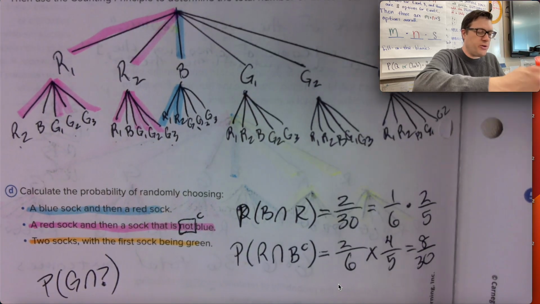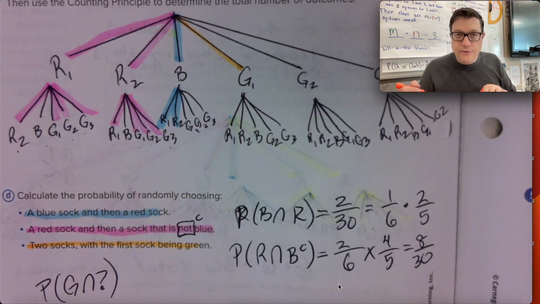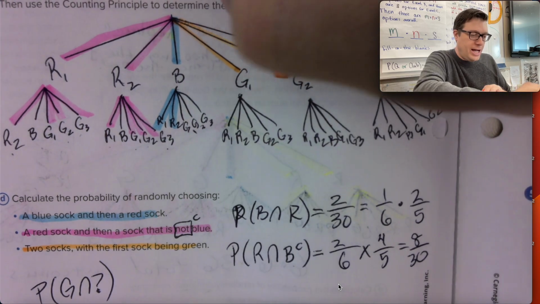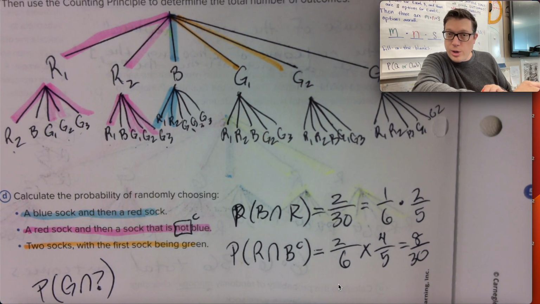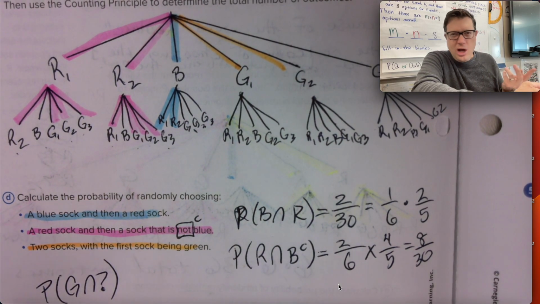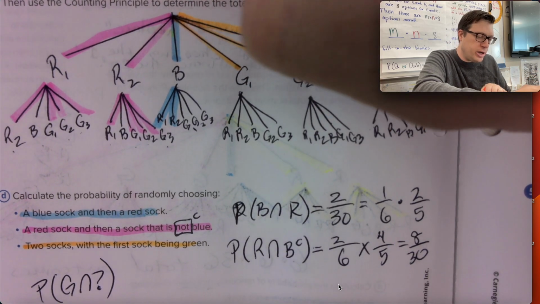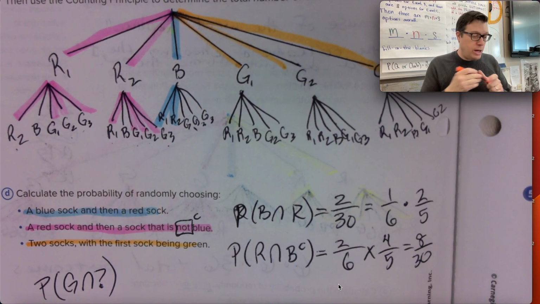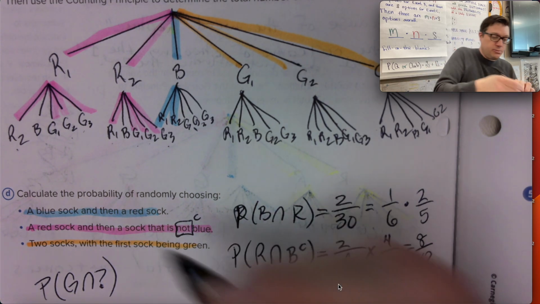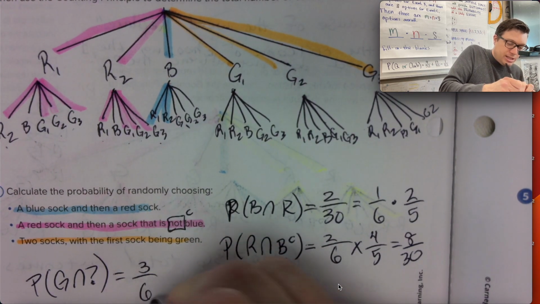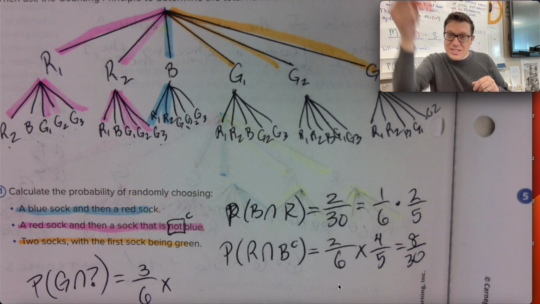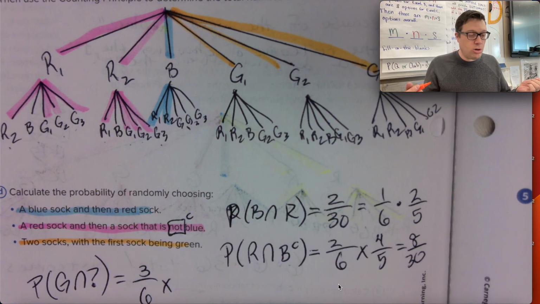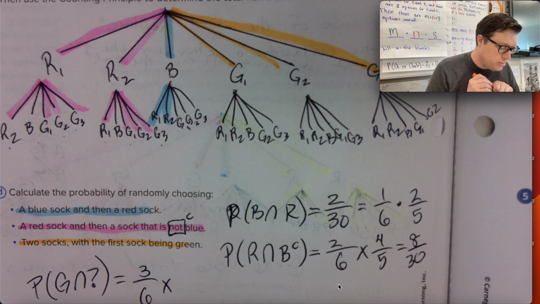2 socks with the first sock being green. So that's the first sock. It's green. That's another first sock choice. That's different than the other one. So alternate universe, but still a green sock. Or it could have been that one. That would be 3 out of 6 possibilities. So 3/6 times.